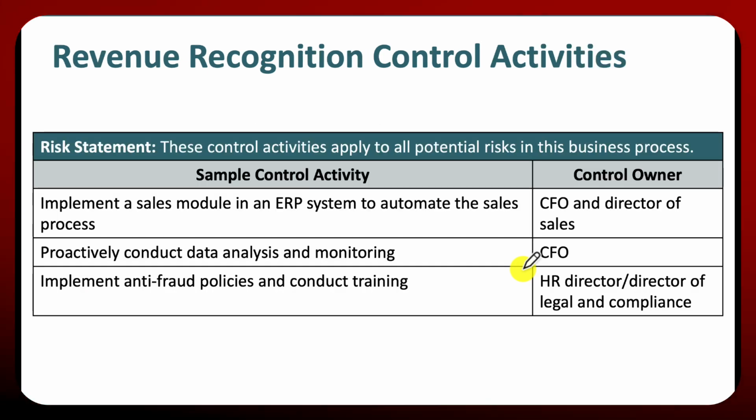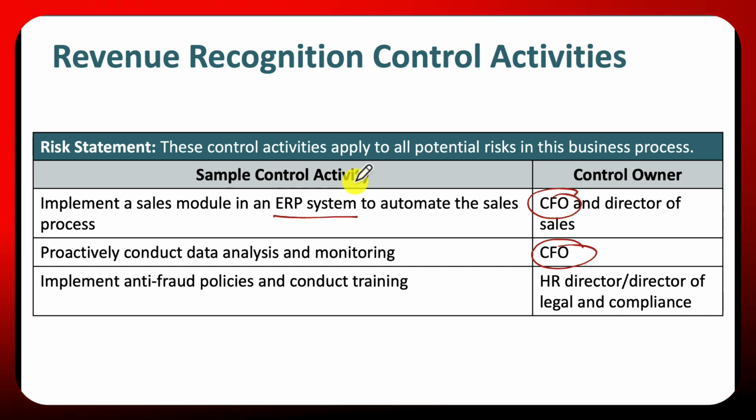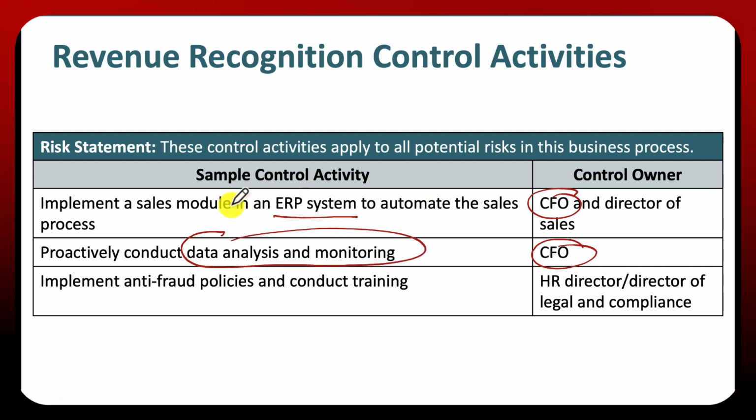Now let's review the revenue recognition control activities. So here we see that the CFO would probably implement a sales model in the ERP system, Enterprise Resource Planning System, to automate the sales prices. Also, the CFO may proactively conduct one of my favorites, data analysis and monitoring. We might also have the HR director or director of legal and compliance implement some anti-fraud policies and training.